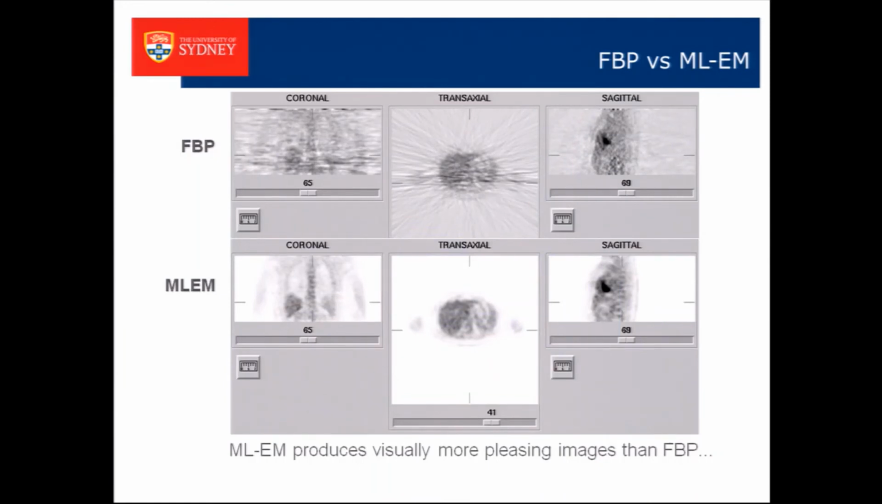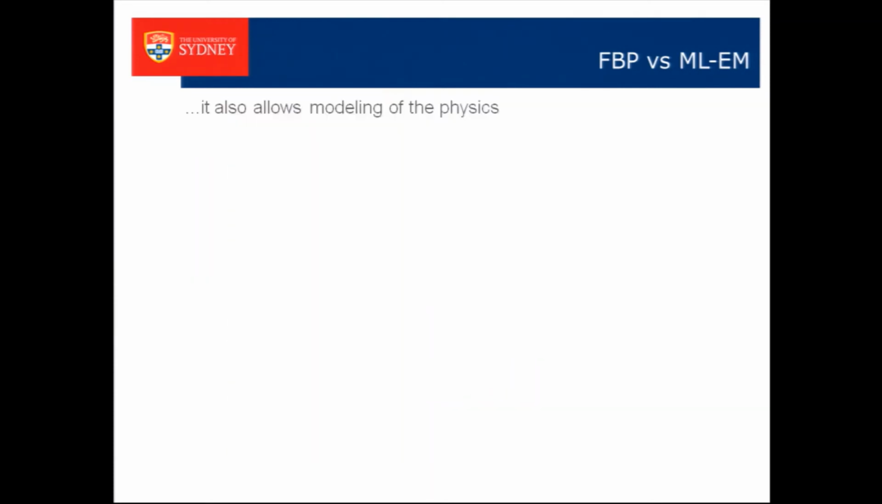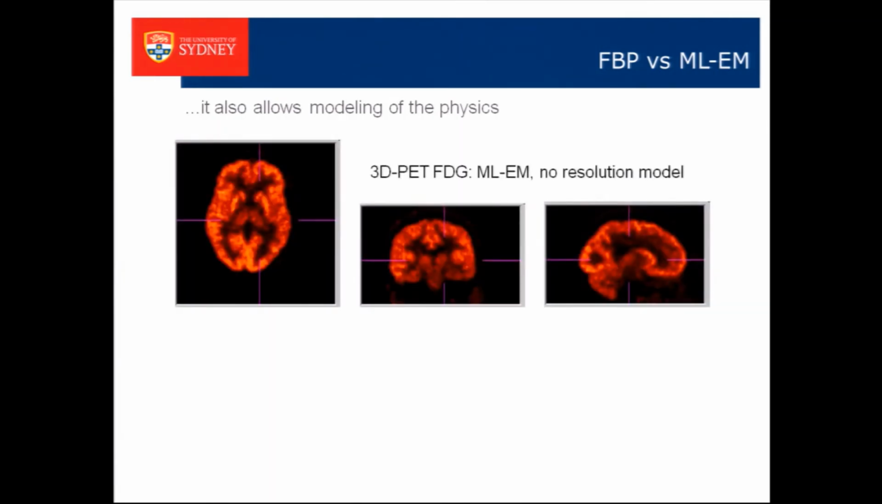So MLEM, if you compare it to filtered back projection, here at the top panel we have filtered back projection images for a relatively noisy study. Here are the MLEM reconstructions, or slices, and you can see they look much more pleasing than filtered back projection. Another advantage of MLEM is that it allows modeling of the physics. So we can, for example, model physical effects like blurring in the detection system itself.